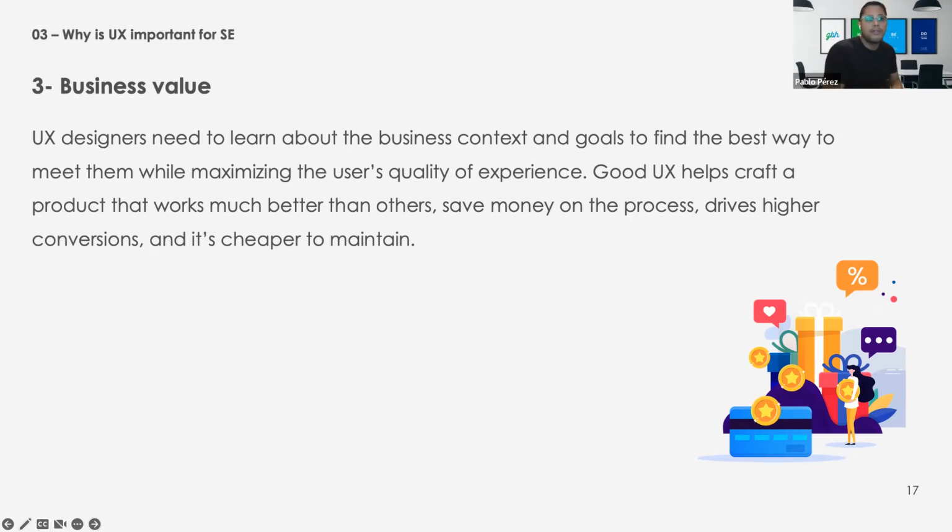Good UX helps craft a product that works much better than the competition, saving money in the process and driving higher conversions. And at the end, a product that is way cheaper to maintain because it's just what the customer needs. Nothing less, nothing more. Just what is required to create that feeling of success and accomplishment in the user and in the business. All of this translates to a more efficient use of resources and a better user adoption.